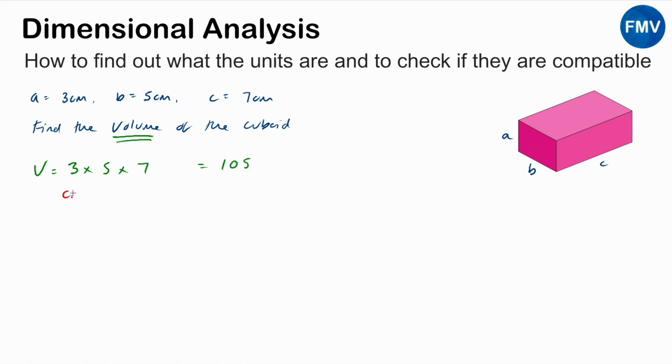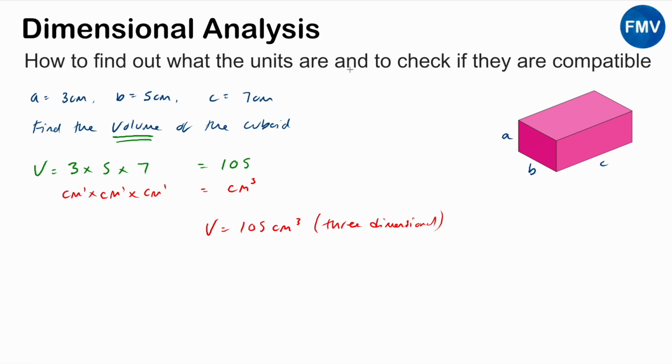The 3 is centimetres to the power of 1. The 5 is centimetres to the power of 1. The 7 is centimetres to the power of 1. Back to our index laws. Same base number, add the indices. That is centimetres cubed. So our answer is the volume equals 105 centimetres cubed. And that obviously, as we know, is volume, and that is 3-dimensional.